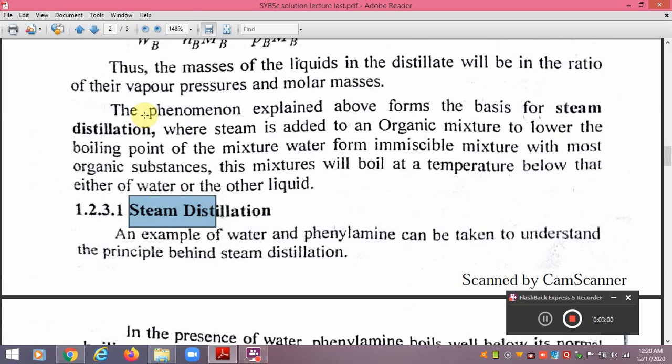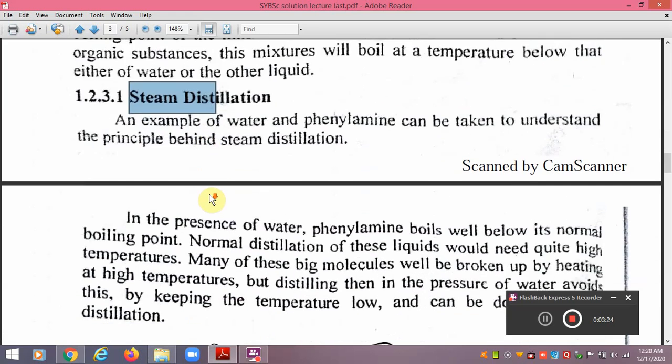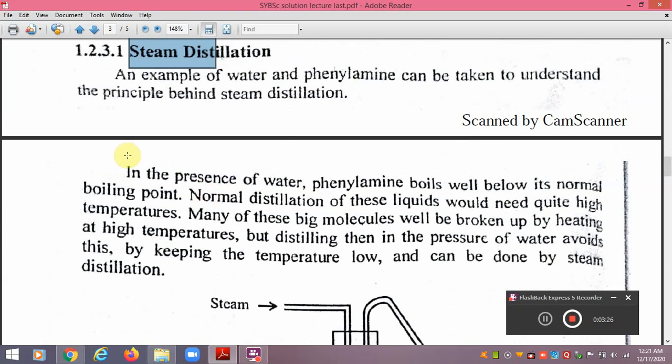Steam distillation. Here the phenomenon explained above forms the basis for steam distillation, where steam is added to an organic mixture to lower the boiling point of the mixture. Water forms an immiscible mixture with most organic substances, and this mixture will boil at a temperature below that of either water or the other liquid. Here the example of water can be taken to understand the principle behind steam distillation.